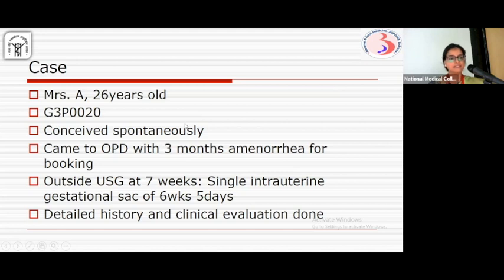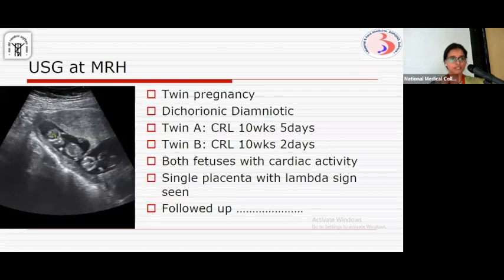My first case is Mrs. A, 26 years old, Gravida 3. Previous two spontaneous abortions, she conceived spontaneously in this pregnancy. Came to our department with 3 months of amenorrhea for booking. An outside USG, done at 7 weeks of gestation, was suggestive of intrauterine gestational sac of 6 weeks, 5 days. Detailed history and clinical evaluation was done.